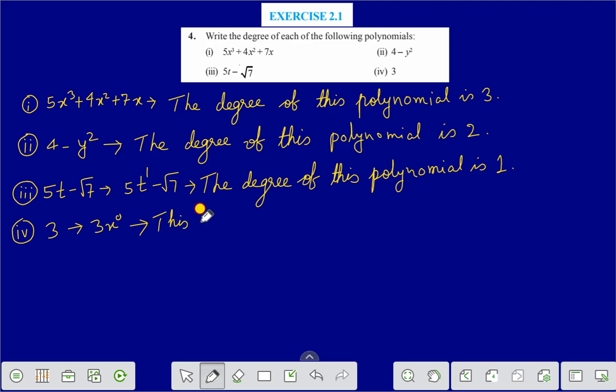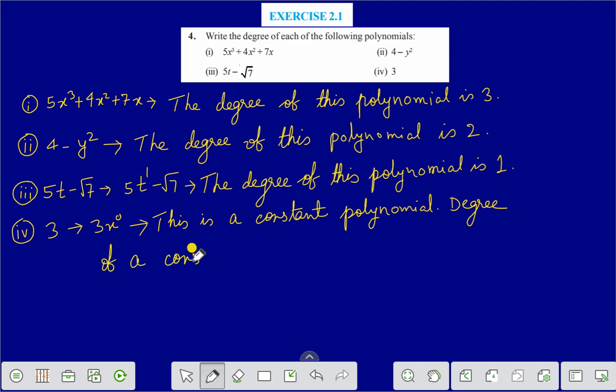This is a constant polynomial. And the degree of a constant polynomial is always 0.